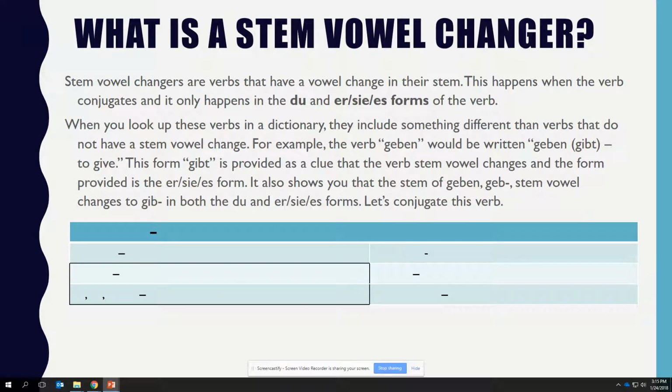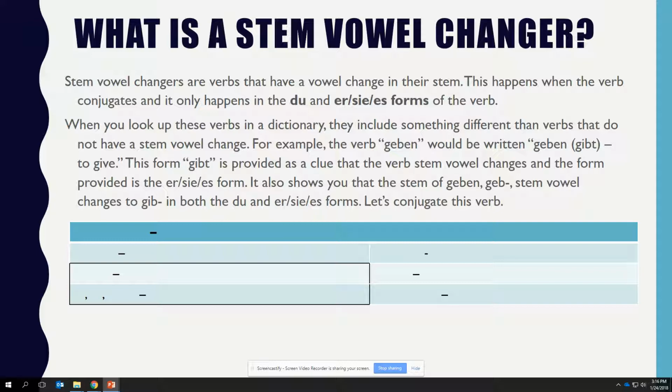When you look up these verbs in a dictionary, they include something different than verbs that do not have a stem vowel change. For example, the verb geben would be written geben, gibt, to give. This form gibt is provided as a clue that the verb stem vowel changes, and the form provided is the er/sie/es form. It also shows you that the stem of geben, geb, stem vowel changes to gib in both the du and the er/sie/es forms.